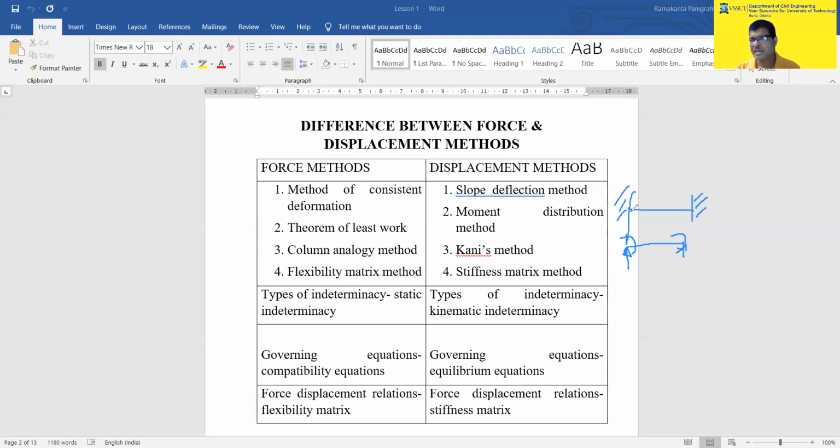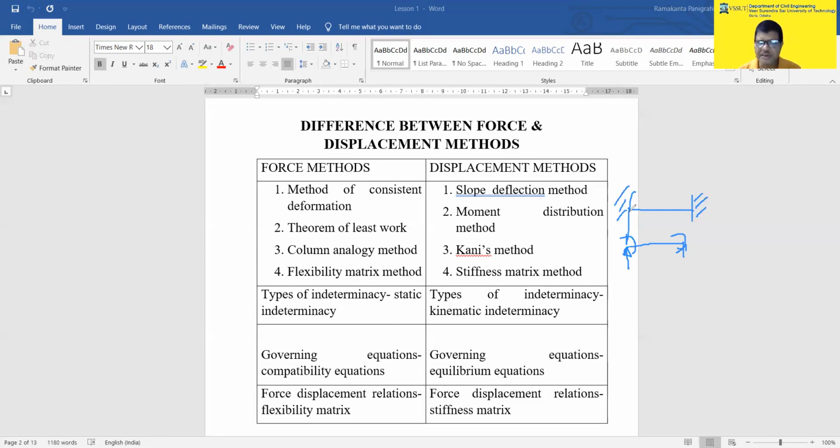So the examples of this are the fixed beam and the propped cantilever beam. They are statically indeterminate at the fixed end, but kinematically determinate.